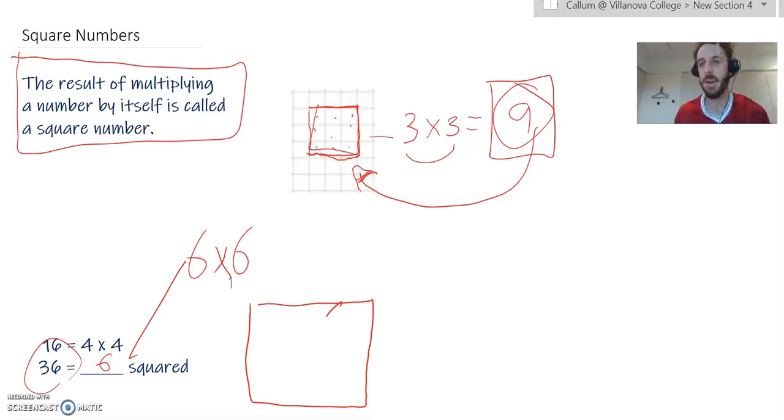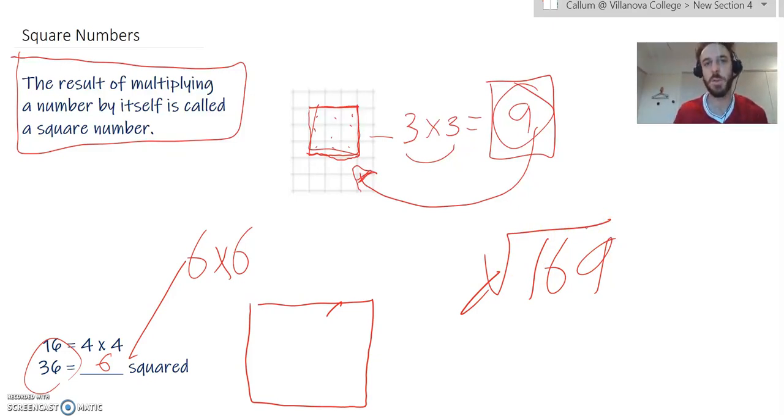You might get some harder ones though. So if you're trying to work out the square root of something such as 169, you need to think to yourself, well, what multiplied by itself would give you a result of 169? And you can do a few strategies to work out square roots if you like. You can do a bit of guess and check. You can do a bit of working backwards.